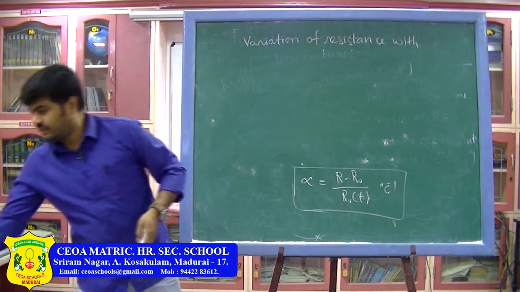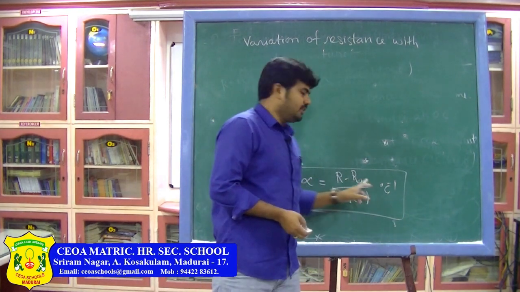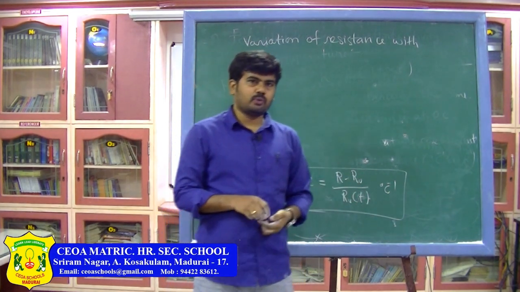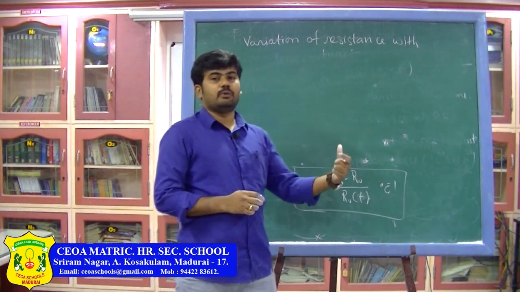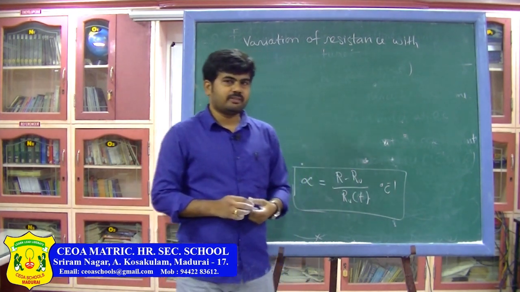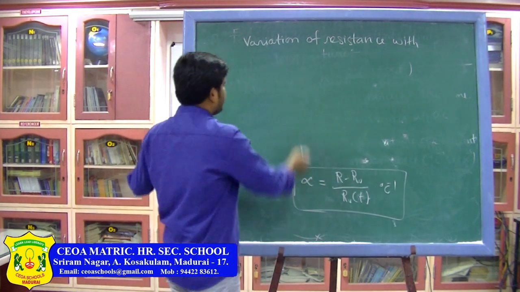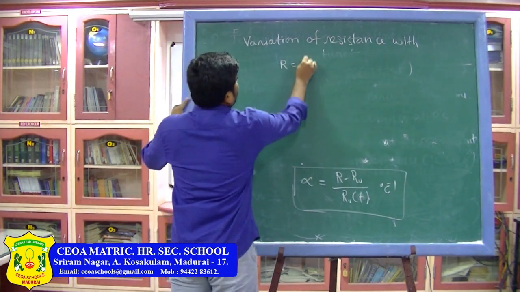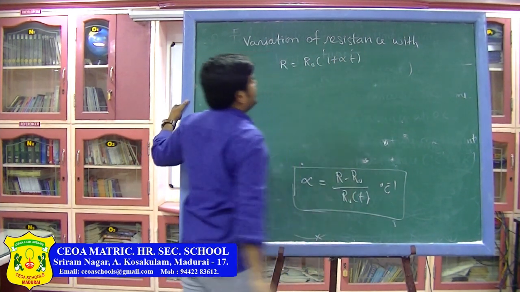Generally in NEET exam the questions related to alpha will be asked, by giving two resistance values and two temperature values. So if two resistance values and two temperatures are given, let us see how to find out this alpha value. So now take the equation, that is R is equals to R naught into 1 plus alpha into T.